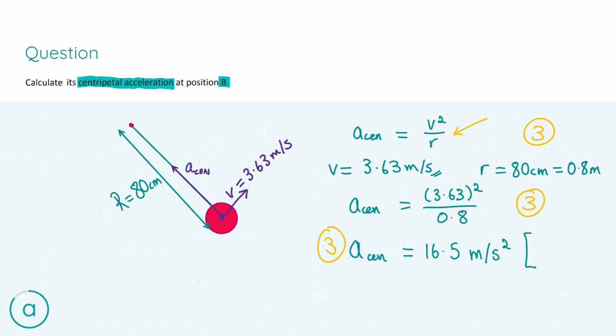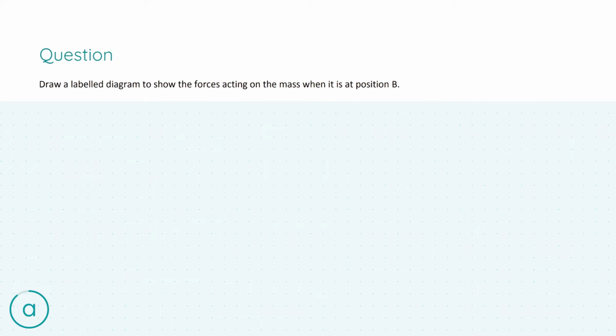And I've just mentioned that the direction is indeed towards the centre. The centre being this point over here. And it is important to note the direction, even though you're not going to get any extra marks for it here, it is always helpful to put down the direction, because some years you could get a slightly harsher marking scheme for some questions. Okay, and finally, we are asked to draw a labelled diagram to show the forces acting on the mass when it's at position B.